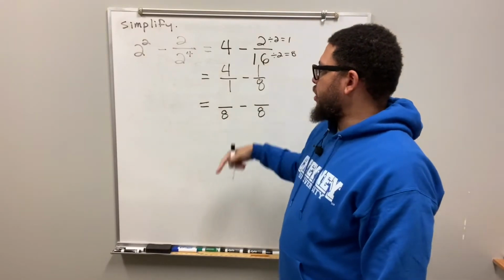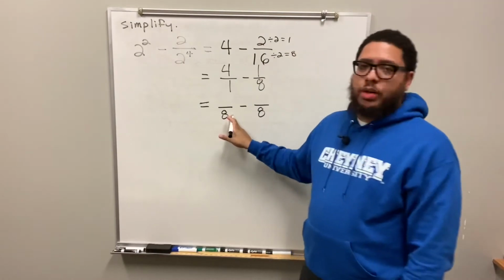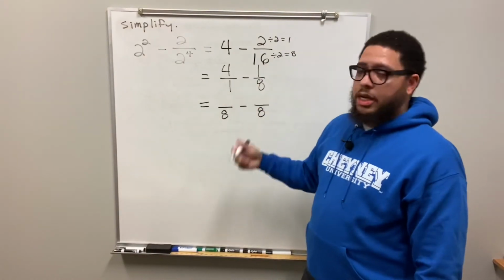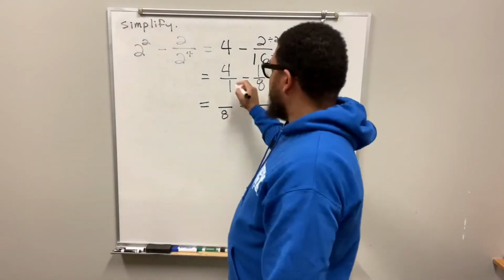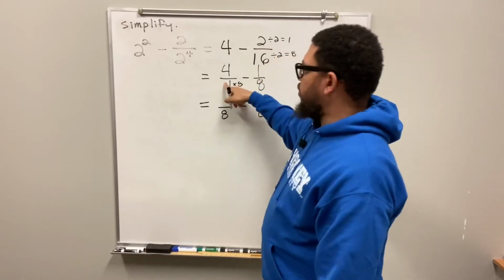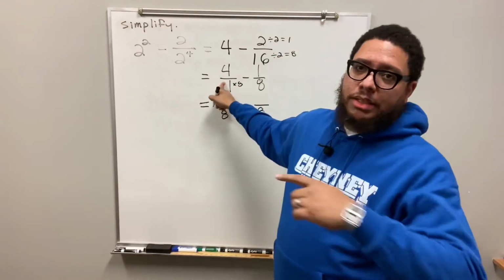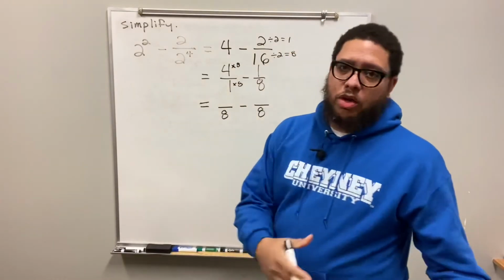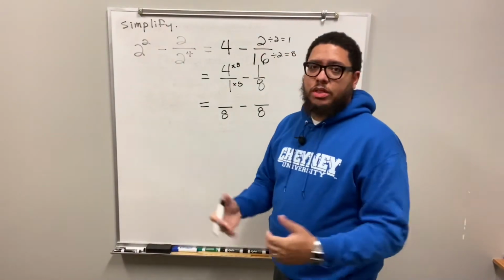Now, you got to ask yourself, if 1 changes into an 8, what is the 4 going to change into? Well, 1 changes into 8 by multiplying by 8. So if 1 times 8 gives me 8, if I multiply the bottom number by 8, I got to also multiply the top number by 8. So I do 4 times 8. Go back to your multiplication facts. 4 times 8 is 32.